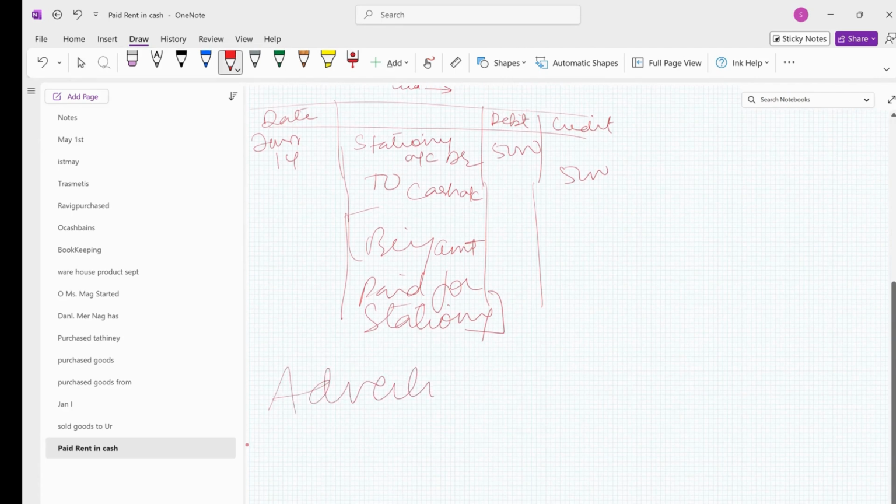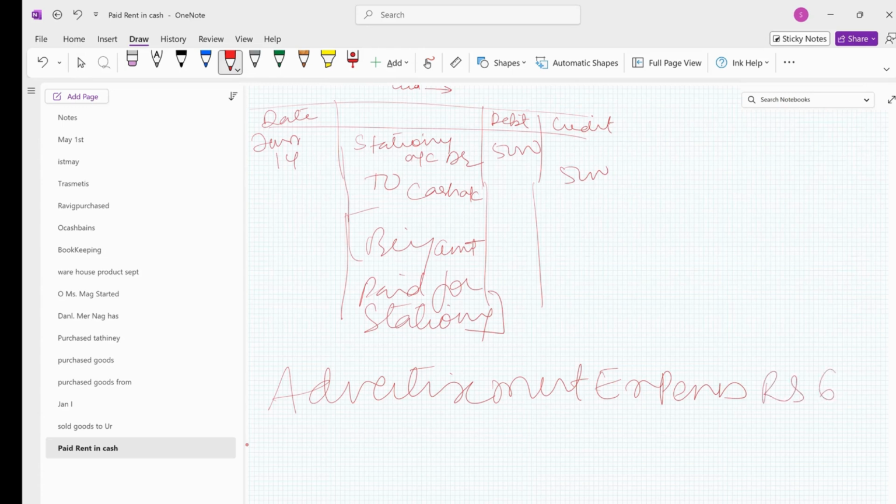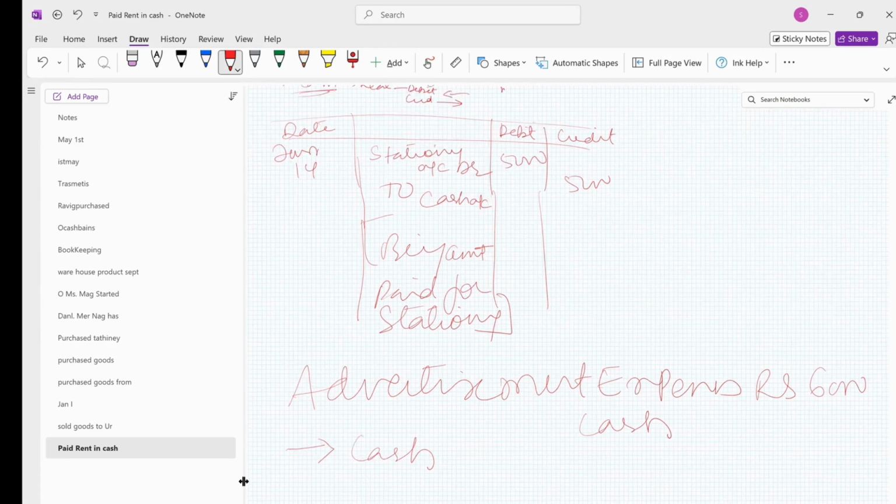Next one. Advertisement expenses, rupees 6,000. Okay. Now first one, is it a cash transaction or credit transaction? Cash transaction. Very good. Why is it a cash transaction? Because person name is not given here. So here what is missing? Cash is missing. Now we have to write cash here.